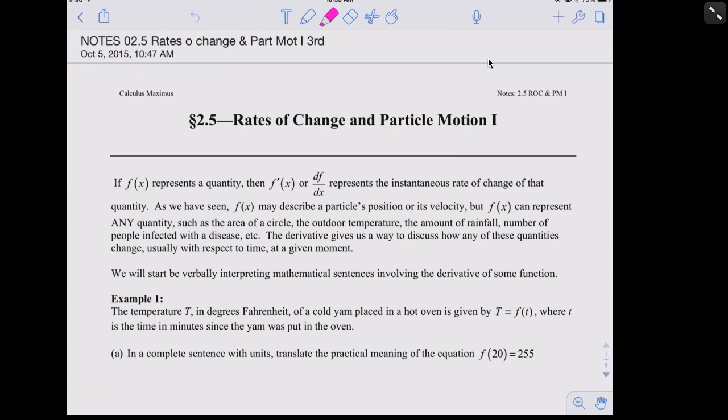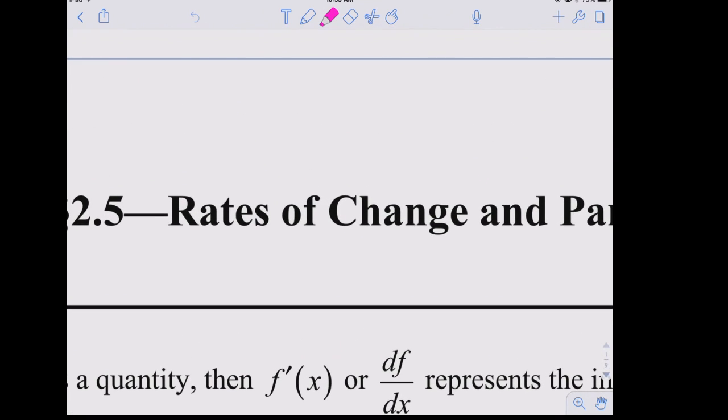2.5, rates of change, and particle motion part 1. We're going to look at particle motion again once we learn about the integral. But this is all going to be about applications of the derivative, because after all, the derivative does give us the rate of change of a function, right? What type? The instantaneous rate of change.